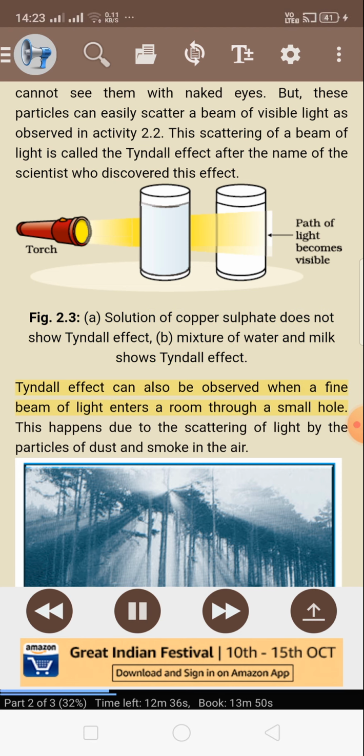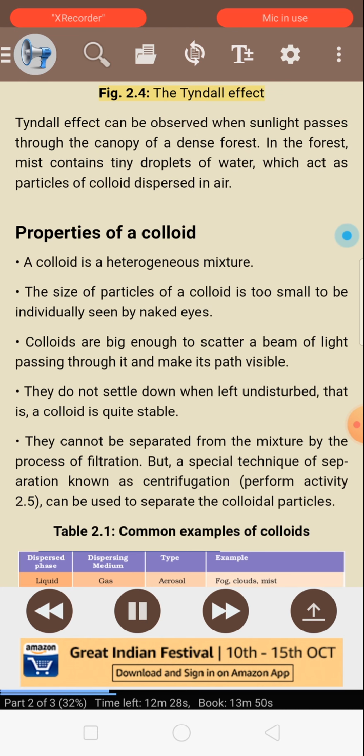Tyndall effect can also be observed when a fine beam of light enters a room through a small hole. This happens due to the scattering of light by the particles of dust and smoke in the air. Figure 2.4. The Tyndall effect. Tyndall effect can be observed when sunlight passes through the canopy of a dense forest. In the forest, mist contains tiny droplets of water, which act as particles of colloid dispersed in air.